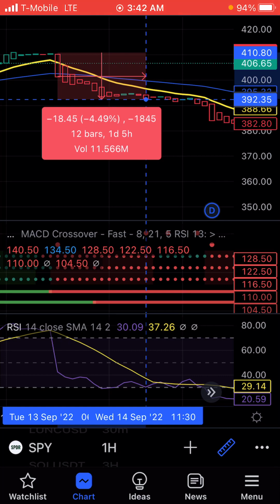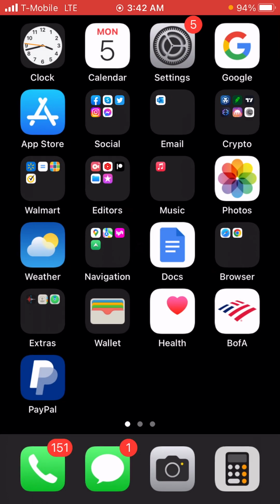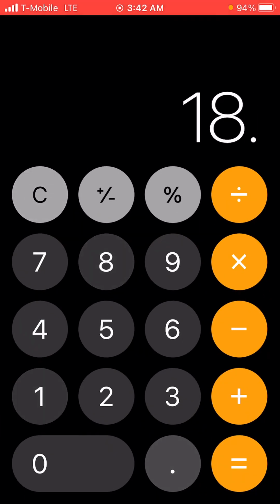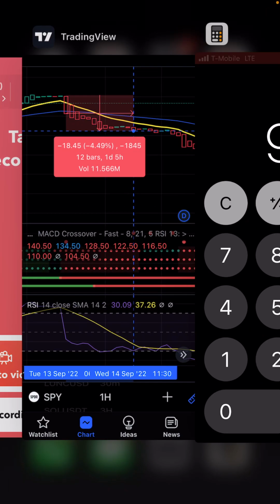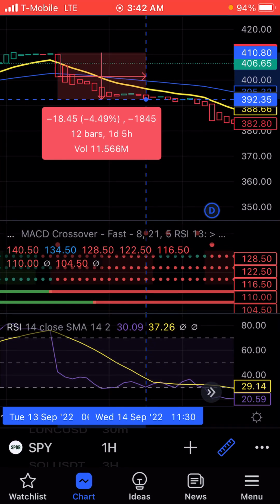So this was a real good one. This was in 1 day, a little over a day, 18.45. 18.45 times about 50. That was a $922 gain right there.